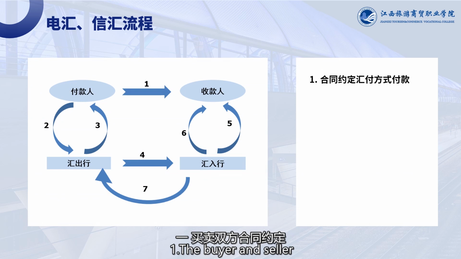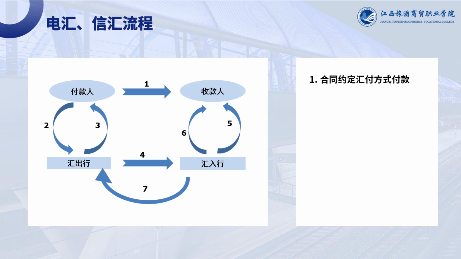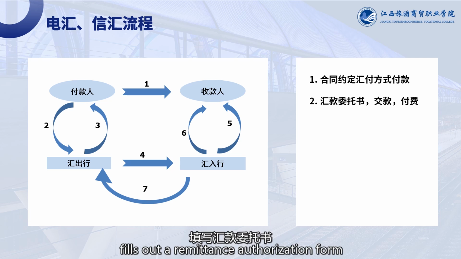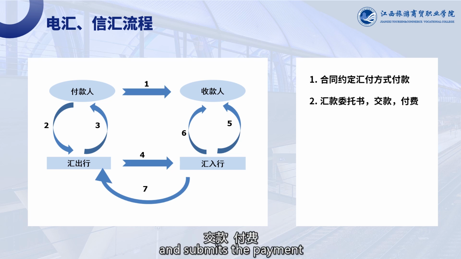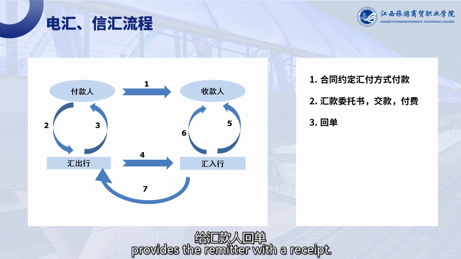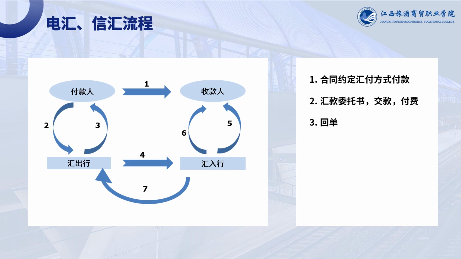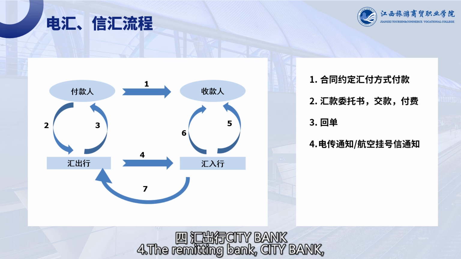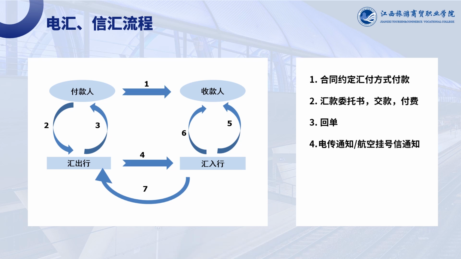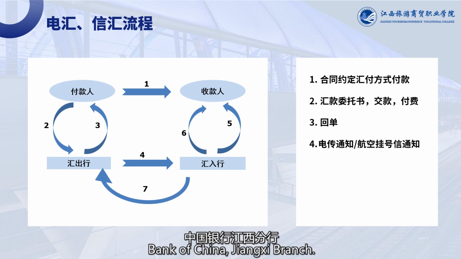First, the buyer and seller agree on the contract's remittance payment method. Second, the remitter, May Trading Company, fills out a remittance authorization form and submits the payment and the corresponding fees. Third, the remitting bank, Citibank, provides the remitter with a receipt. Fourth, the remitting bank, Citibank, sends a telegraphic message to notify the beneficiary bank, Bank of China, Jiangxi branch.